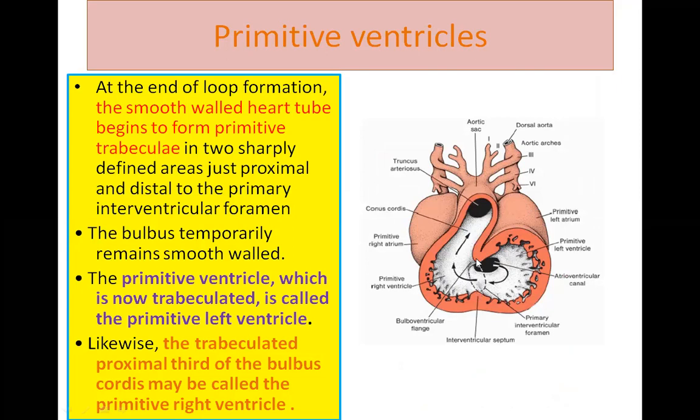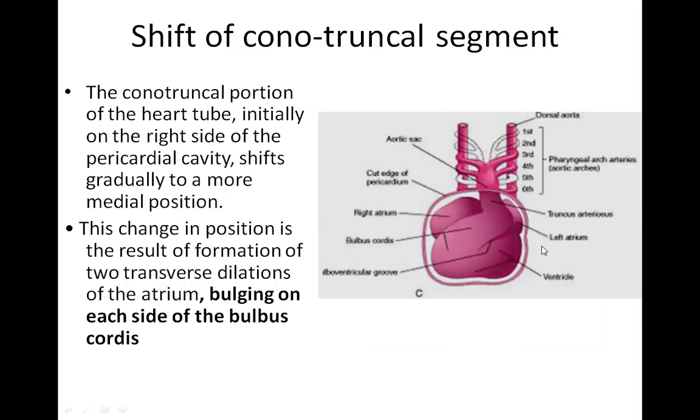This one was the primary interventricular foramen, which was externally represented by the bulboventricular sulcus, the portion which is adjacent to it. Okay, it will form the trabecules. So the bulbus temporarily remains smooth walled. The primitive ventricle, which is now trabeculated, is called the primitive left ventricle. And likewise, the trabeculated proximal third of the bulbus cordis will form the primitive right ventricle. So primitive ventricle trabeculated form part will form the left ventricle, and the proximal part of the bulbus cordis will form the right ventricle.